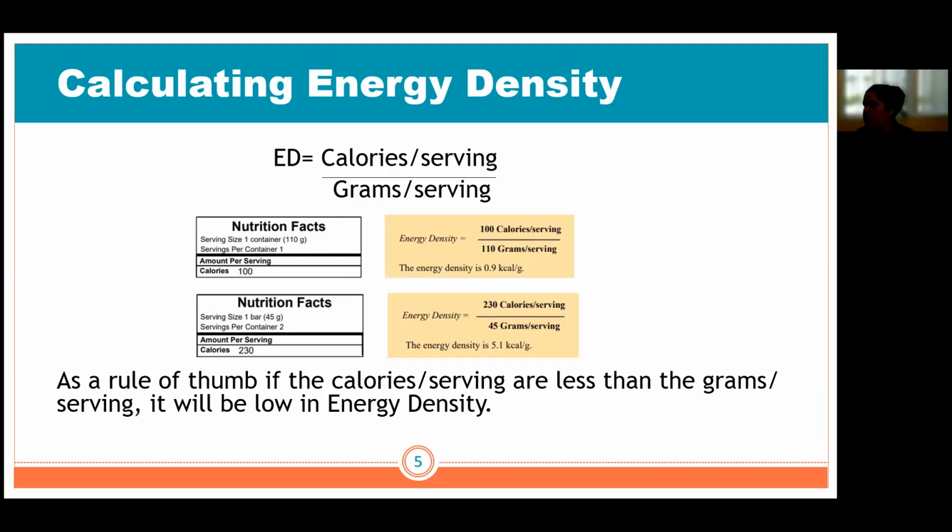On the other hand, if you're having food that's 230 calories and is only 45 grams, the energy density is 5.1, which is way higher than what we're looking for. And I know you're like, Kia, I don't feel like doing math just to be able to eat. So as a rule of thumb, if the calories per serving are less than the grams per serving, it will be lower energy density. So you're looking for a lot of grams. That's what you want.